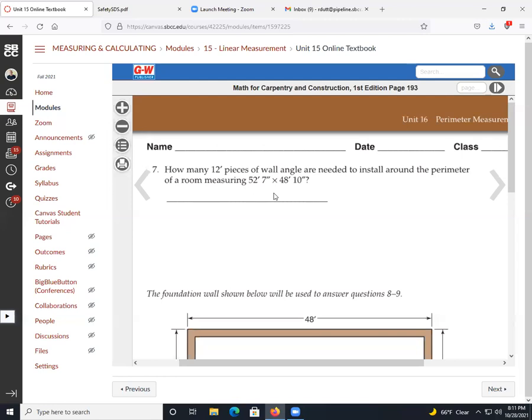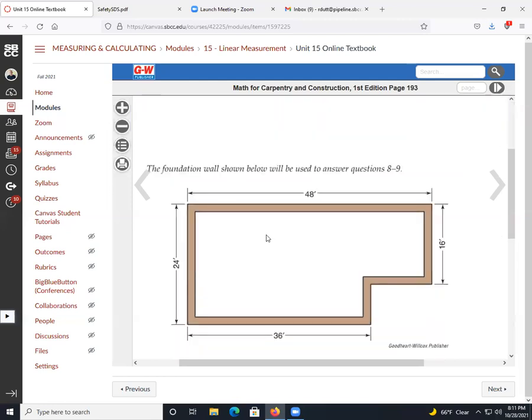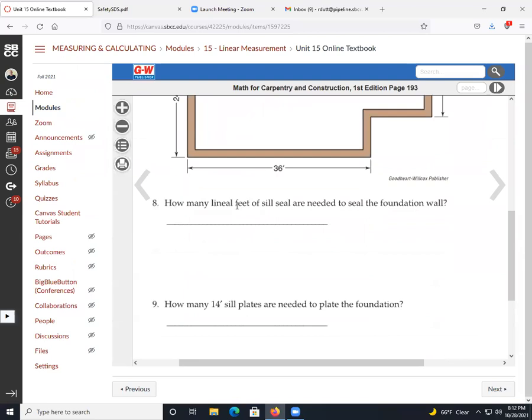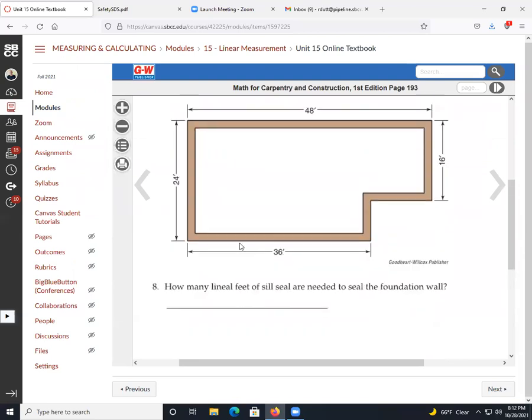Got it. Thank you. I can't see it on the floor. All right, so this foundation wall below will be used to answer the next two questions. How many lineal feet of seal are needed to seal the foundation wall? Well, we just need to walk around the perimeter, right? Now, what we do need to find out is this run here.